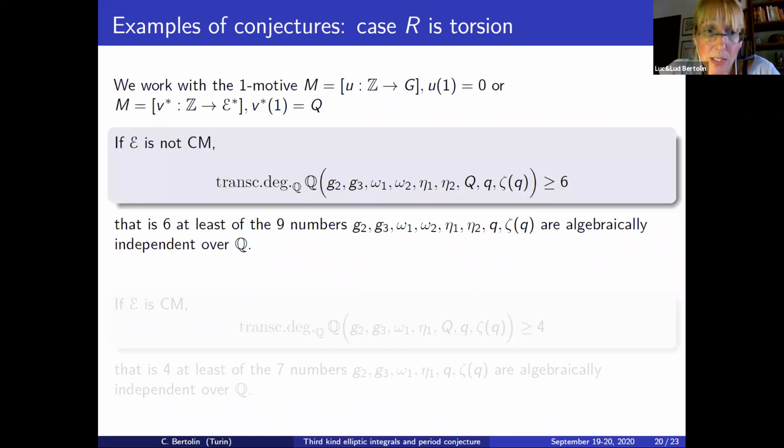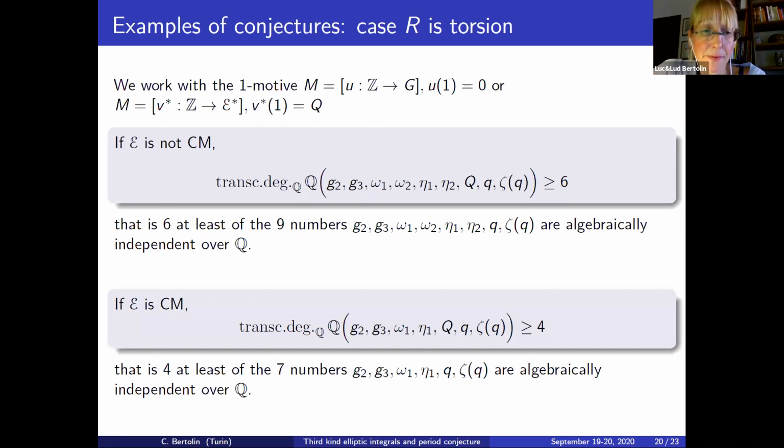And so if A is not CM, at least 6 of the 9 numbers, g2, g3, omega 1, omega 2, eta 1, eta 2, q, zeta(q), are algebraically independent over Q. And if E is CM, I have that at least 5 of the 7 numbers, g2, g3, omega 1, omega 2, q, zeta(q), are algebraically independent over Q. So starting from the Grothendieck period conjecture, you can get a lot of other small conjectures, choosing adequately the parameters P, Q, R, which define the 1-motive.